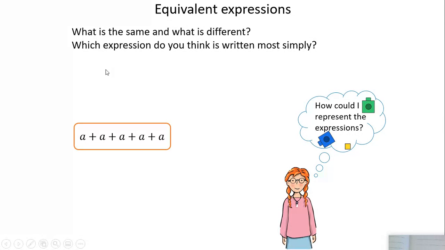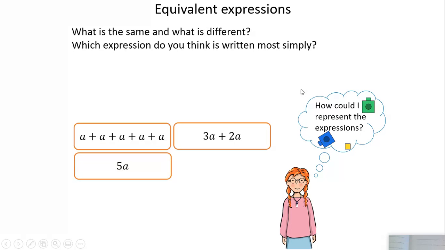Okay, so for example, a plus a plus a plus a plus a. We could group this together. We could say we've got 3a over here, we've got another 2a over here. We could say, well, that's just 5a. Or we could say that's 6a minus a. All those four expressions are equivalent. They're all equal to each other. Now, the most simplified version would be 5a.